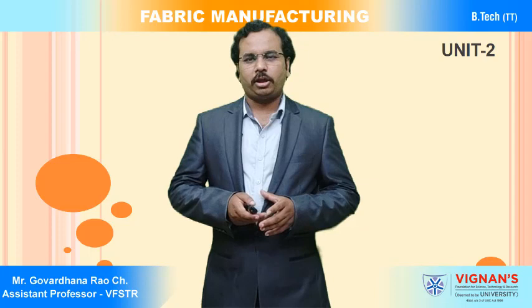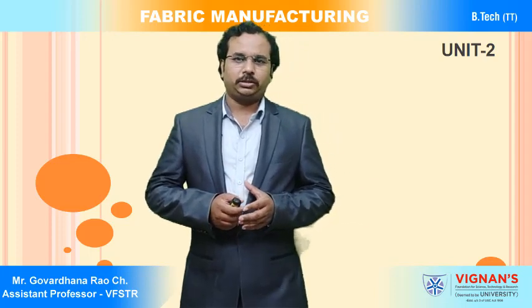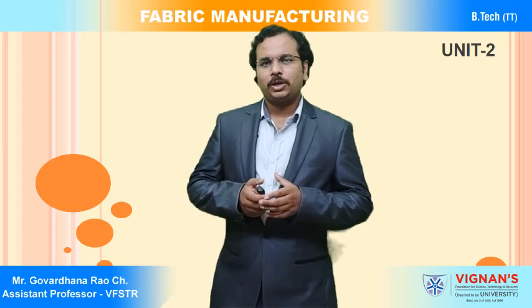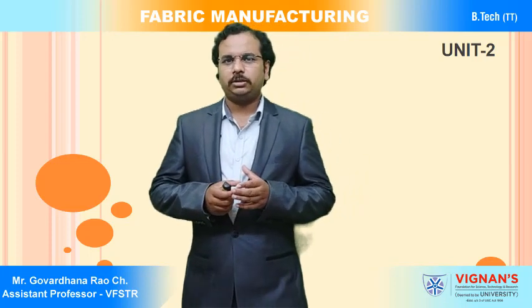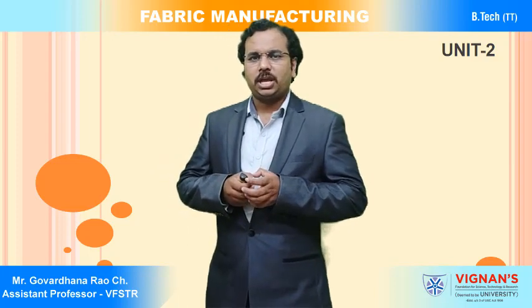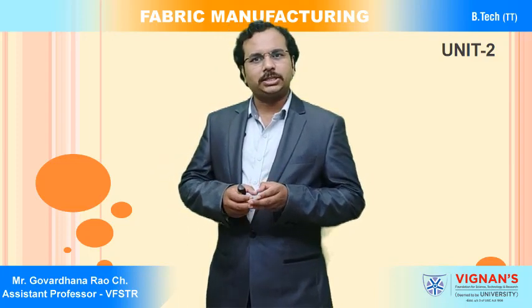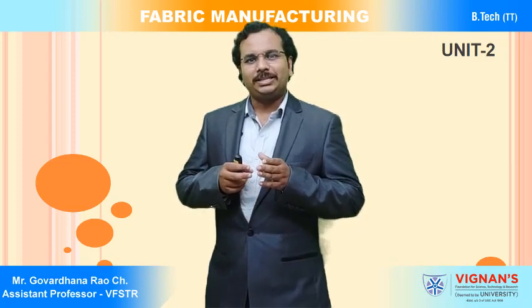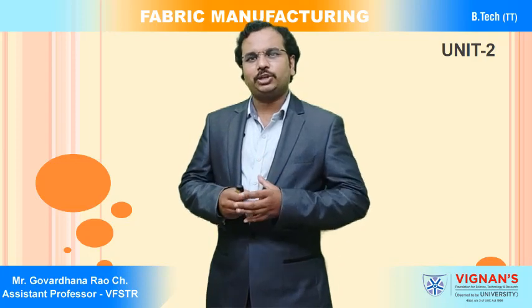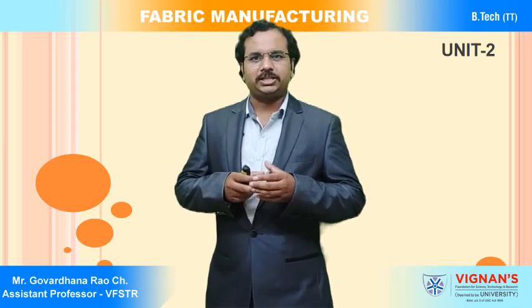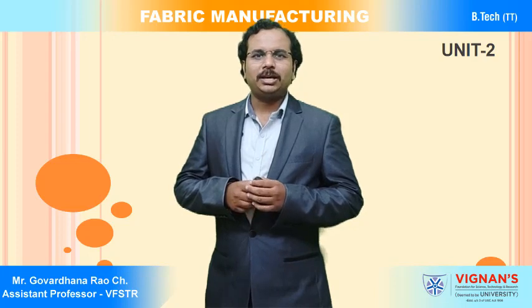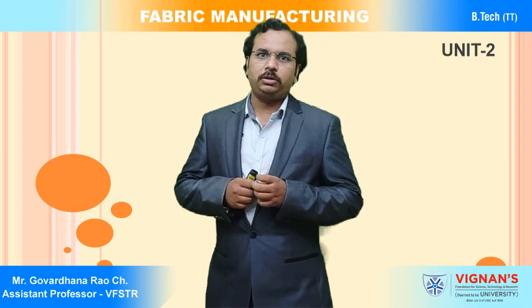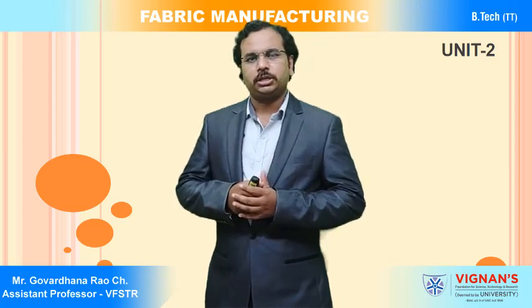In the last sessions, we have discussed the sizing machine. Specifically, we discussed the objectives of the sizing machine or sizing process, the two-cylinder sizing machine and multi-cylinder sizing machine, the different types of size ingredients we are using, like primary ingredients and secondary ingredients, the size paste preparation process, and the equipment involved in the size paste preparation process.